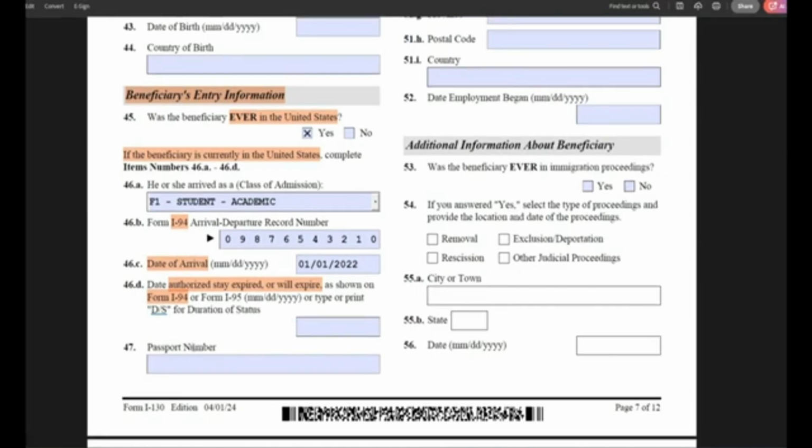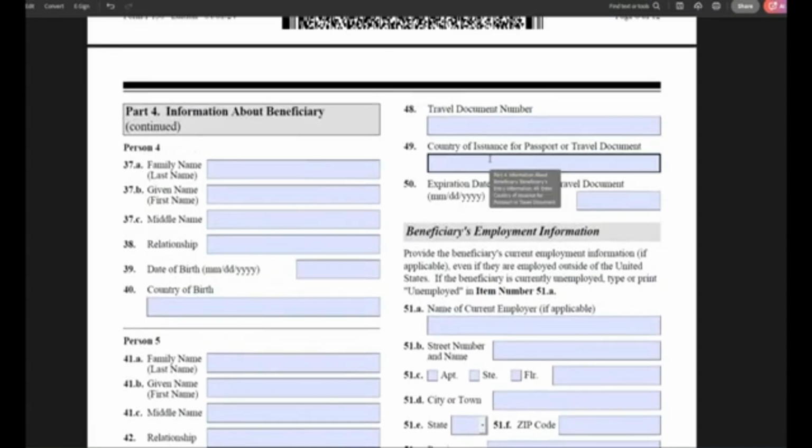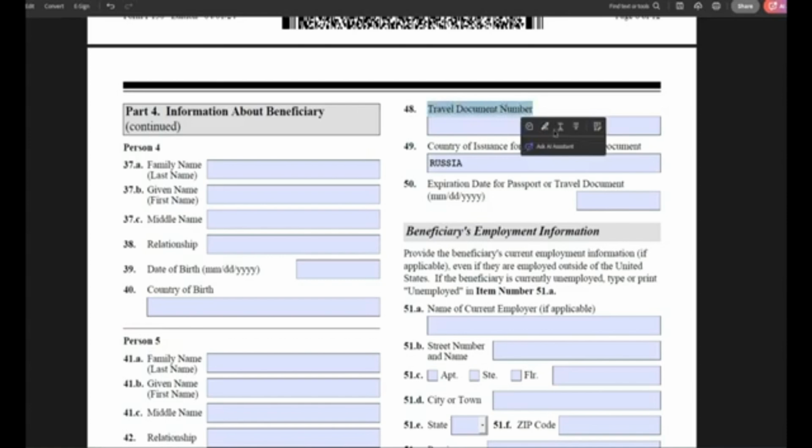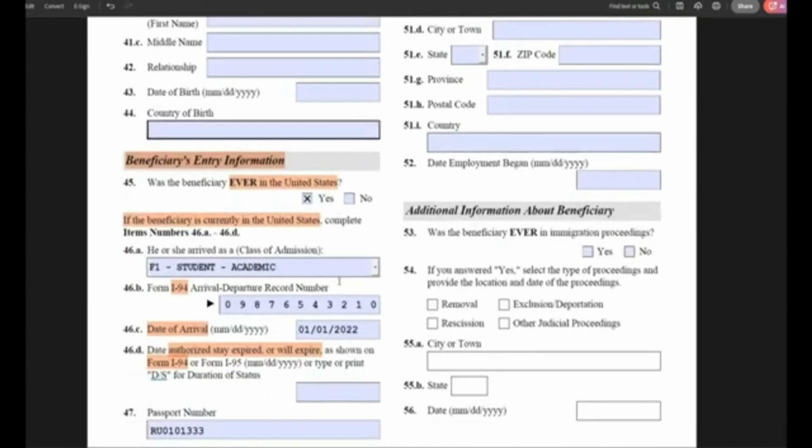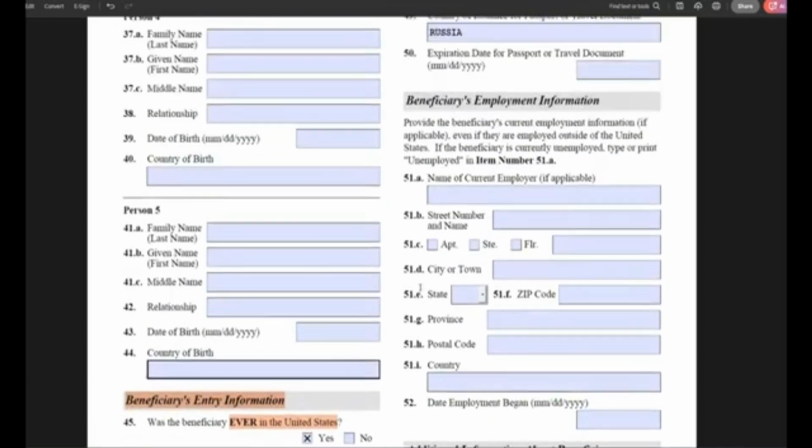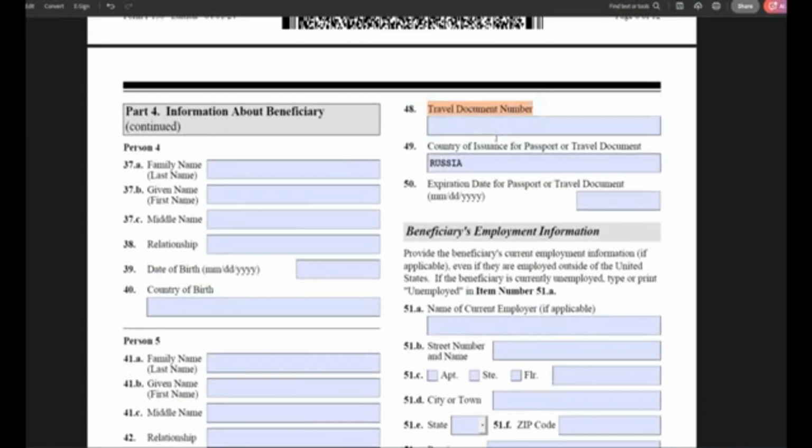Next, provide your beneficiary's passport number, even if they are not currently in the US, and provide the country that issued that passport. Travel document refers to something other than a passport. So, for example, a border crossing card, in that case, this would be their travel document. Maybe they are a refugee or an asylee. In that case, they may have a special refugee entry document, and that is considered a travel document, which you will type in here and provide the expiration date.